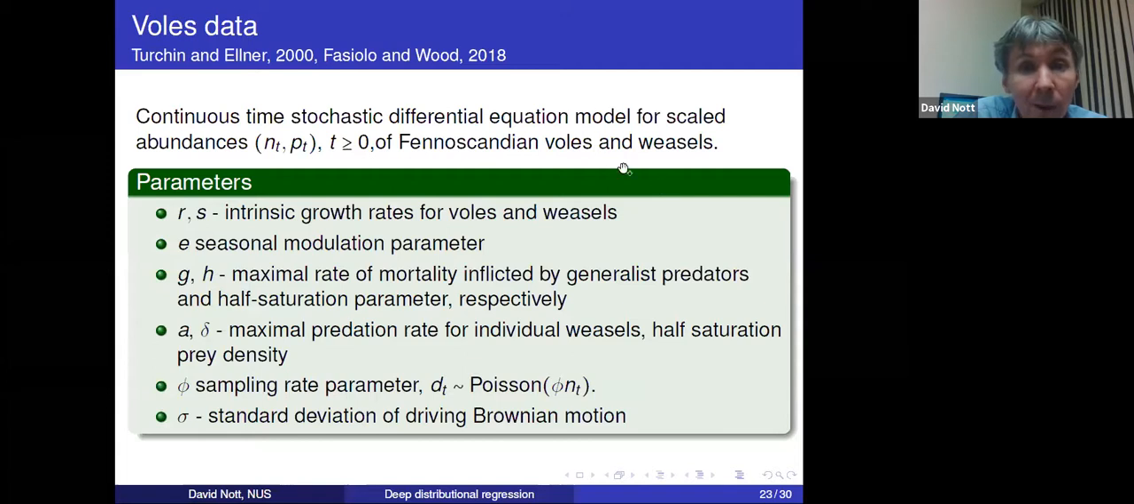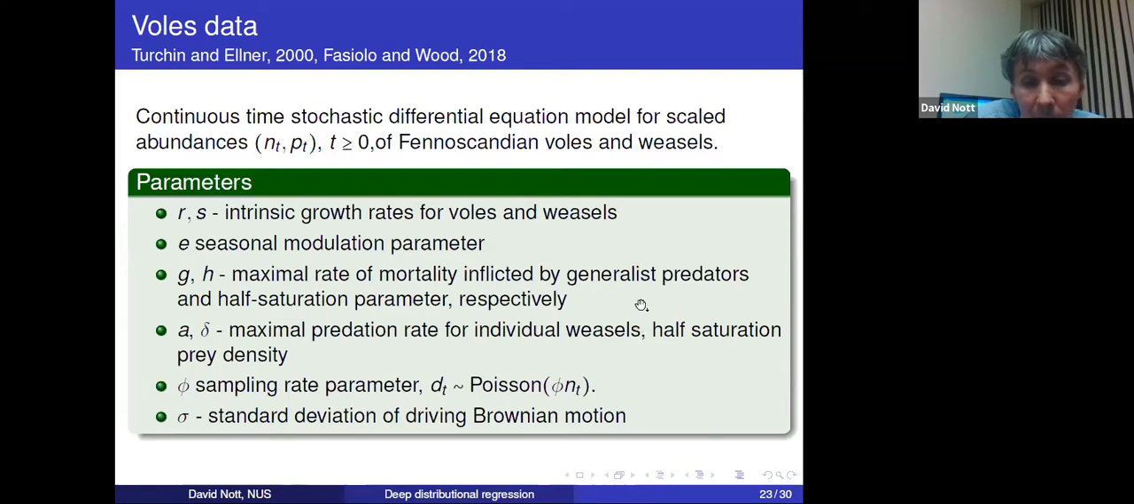The model I won't describe in detail, but I'll talk about the general framework. It's a continuous time stochastic differential equation model for scaled abundances. N_t and P_t are the abundances at time t of voles and weasels, respectively. Weasels are one of the main predators of voles. The model has 9 parameters. There are 2 intrinsic growth rate parameters for the vole and weasel populations. The growth rates vary seasonally, so there's a seasonal modulation parameter.